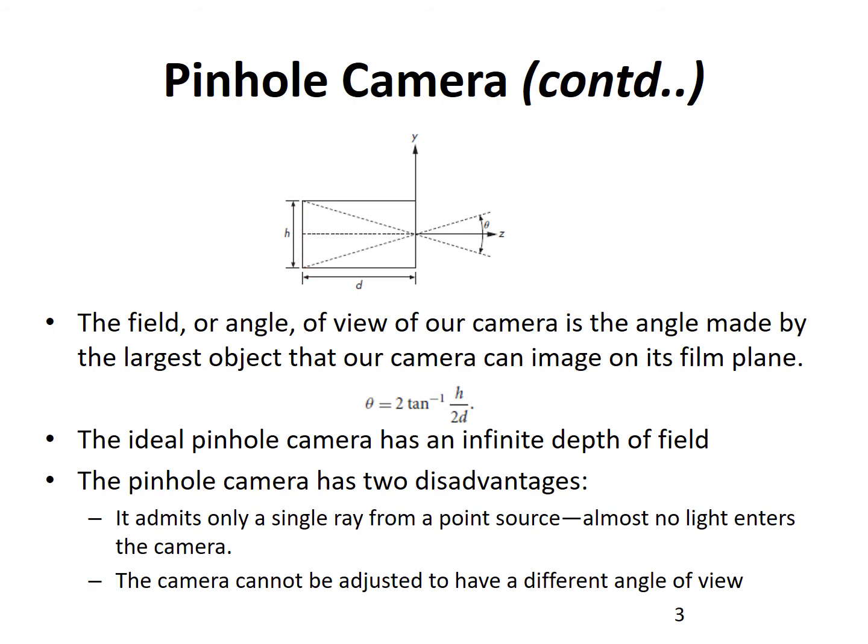The ideal pinhole camera has an infinite depth of field. This means that everything in front of the camera is in focus. Doesn't matter where the light is coming from, it will always pass through one point and will hence be focused on the imaging plane. However, the pinhole camera has two disadvantages. It admits only a single ray from a point source, which means that almost no light enters the camera. The camera cannot be adjusted to have a different angle of view. It will always have a fixed angle of view.